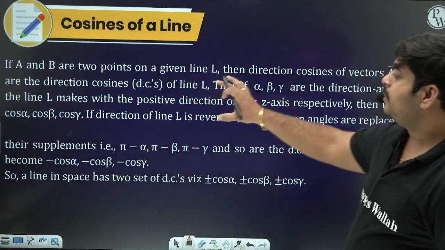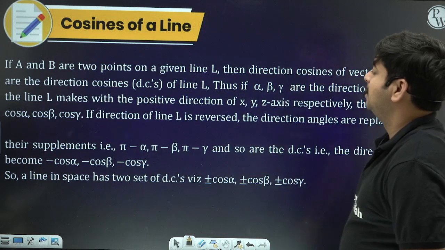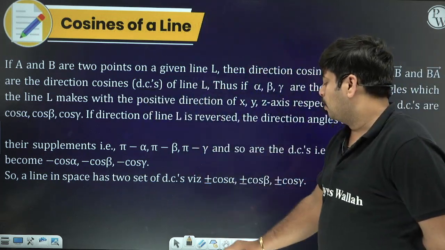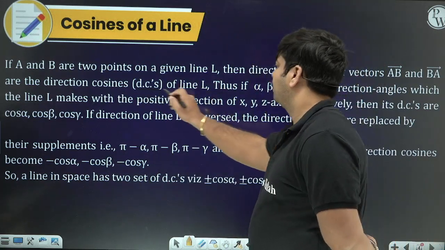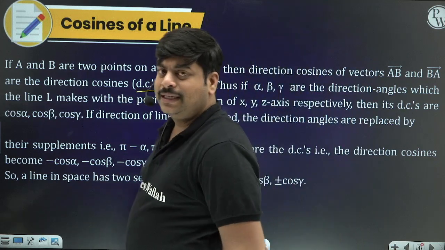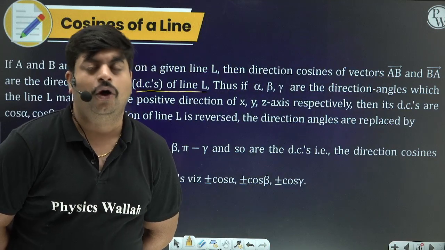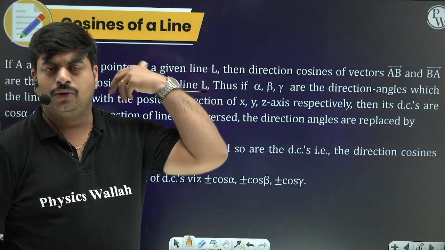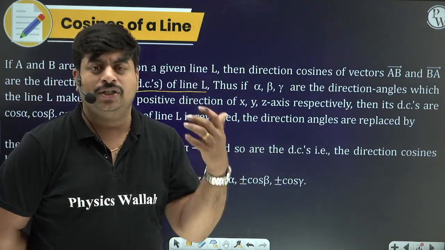If A and B are two points on line L, then the directional cosines of vectors AB and BA are the directional cosines, the DCs of the line. The directional cosines of the line joining A and B are nothing but the DCs of the line. It is clear that DCs for a line will always be constant. Take any two points on the line, find the DCs, and they will be constant throughout the line. They might differ only in positive or negative, which tells us the direction.